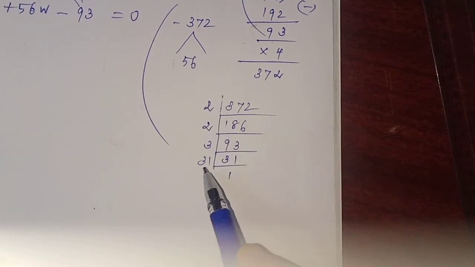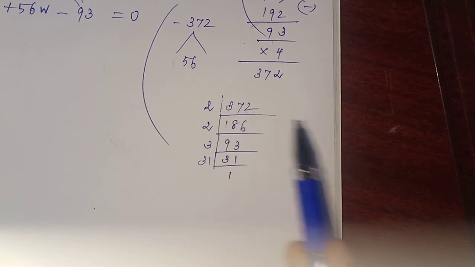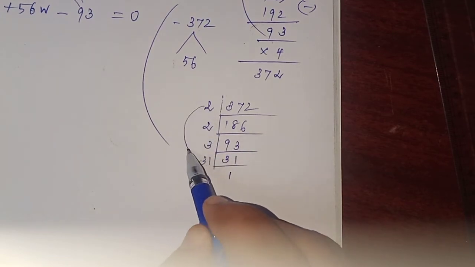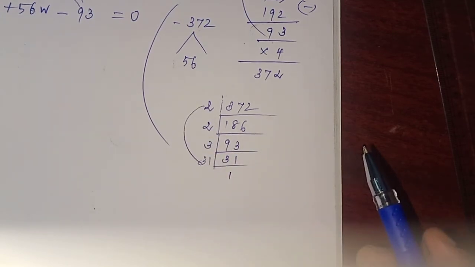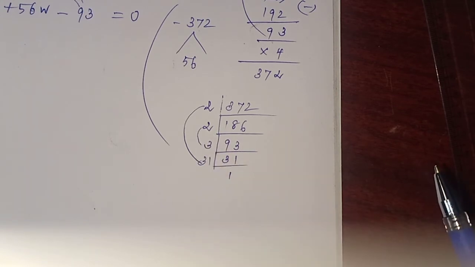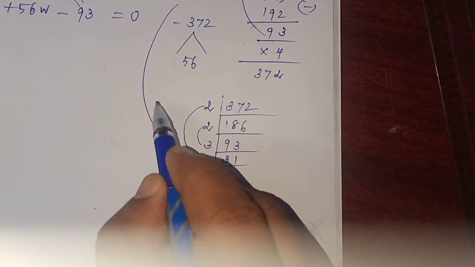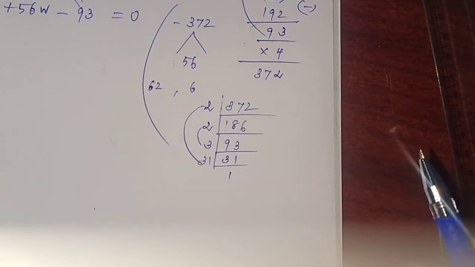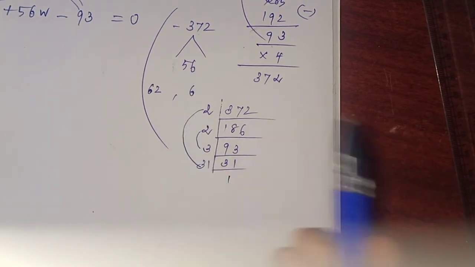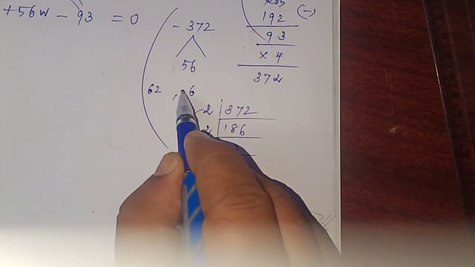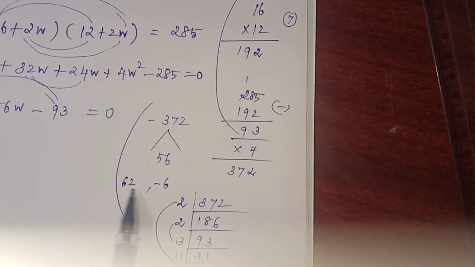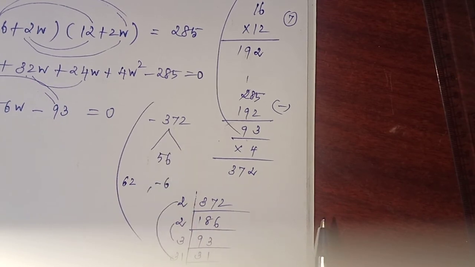Suppose 2 2s are 4, 3 into 31, 93. 93 and 4 if you consider, 93 into 4 is 372 only, but no chance of getting 56. So what to do, sir? I take these two. 31 into 2, that is equal to 62. 2 3s are 6. 62 and 6. I write here 62 and 6. For getting 56, we have to introduce minus for 6 only. 62 minus 6, that is equal to 56. If you multiply the two numbers, definitely we will be getting minus 372.